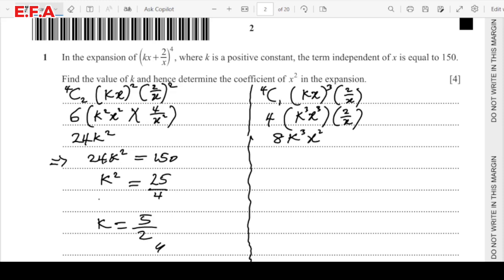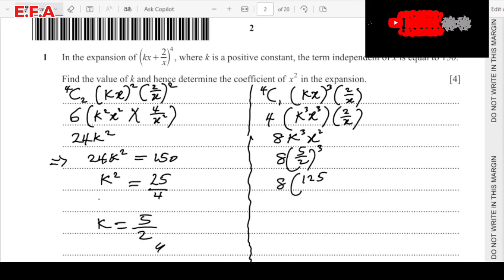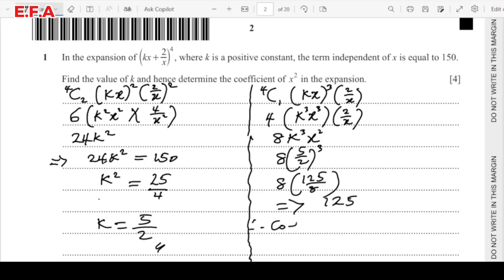But don't forget, we know the value of k, so just substitute it in. It then gives us 8 times (5/2) raised to the power of 3, which is the coefficient of x squared. (5/2) cubed gives us 125 over 8. With the 8 cancelling out, we're left with 125. So the coefficient of x squared is 125.